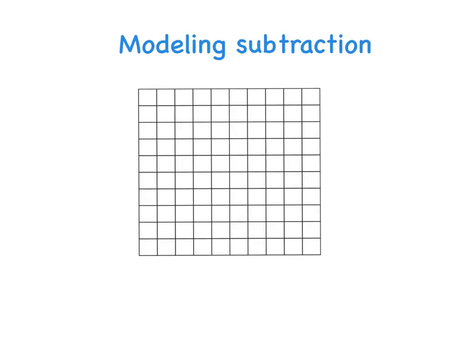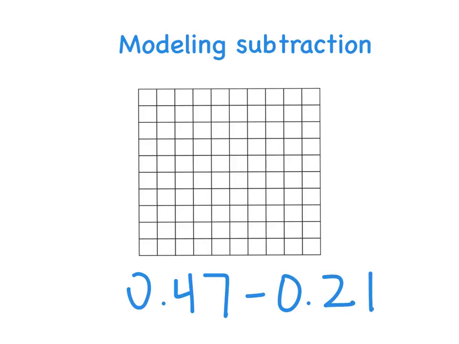Modeling these decimal subtraction problems is really similar to addition, but it's going to look just a little bit different. So let's say that we had a problem such as 0.47 minus 0.21, so 47 hundredths minus 21 hundredths. What we'll do is shade in the first number that we're starting with, 47 hundredths. That's going to be 4 tenths, and 1, 2, 3, 4, 5, 6, 7 hundredths, 47 hundredths in all. Again, you can just roughly shade it in. It doesn't have to be perfect.